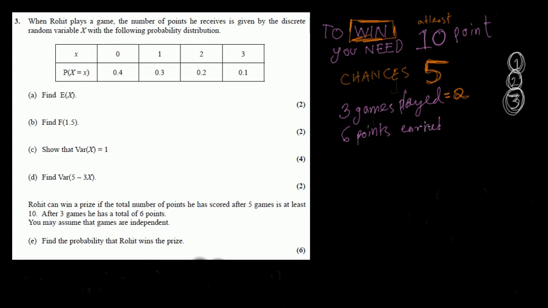6 points is earned. So now in order to get 10 points, you need 4 more points. If you have 2 chances, how much score can you get in 2 chances? Since 2 chances are left, let me write this. 2 chances left. So the score for 2 chances can be, for getting a minimum of 4, you can get 4 by 1 and a 3.